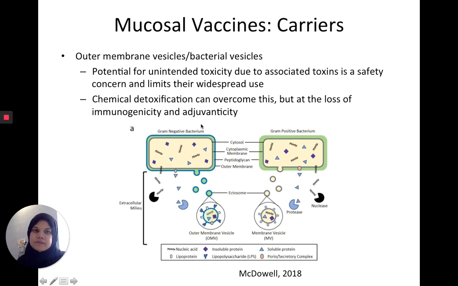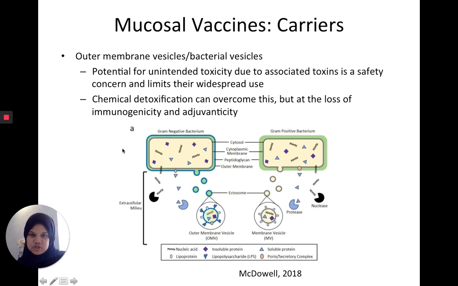The only problem is they might also be toxin-like, or they'll have toxicity. So they would need to be treated in a certain way to reduce some of that toxic capacity. But often if you do that, you might lose that immunogenicity as well. They usually come hand in hand. But it's an interesting idea.